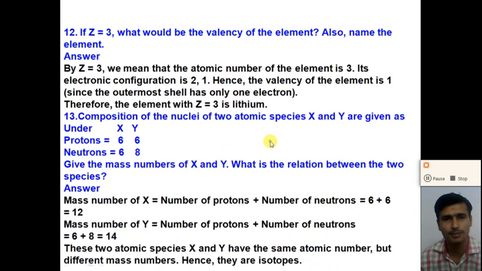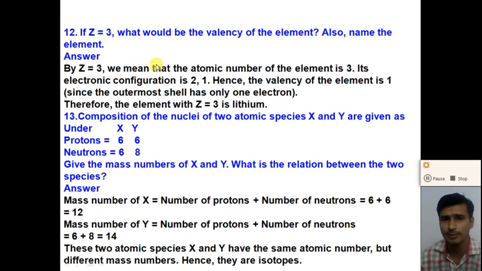Now question number 12. If Z is equal to 3, what would be the valency of the element? If Z is equal to 3, that means the atomic number of the element is 3. What would be the valency of the element, and also name the element. What is the element? The element is lithium.